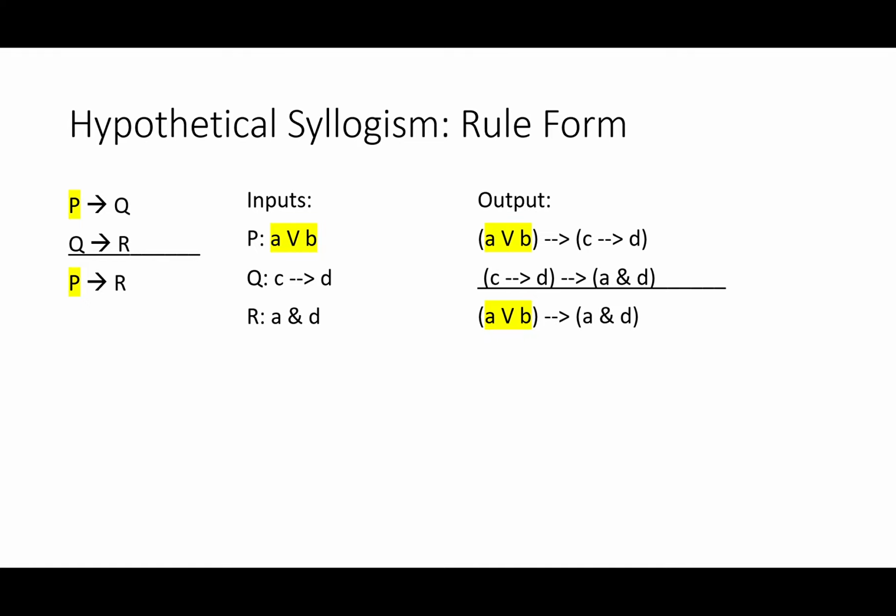Now we've subbed in this phrase for P. It's both the antecedent of the first conditional and of the conclusion. If C then D subs in for Q as the consequent of our first conditional and the antecedent of the second. Finally, A and D is the consequent of both the second conditional and the conclusion. This rule allows you to go straight from the beginning to the end, no matter what's there, no matter how complicated or how simple.